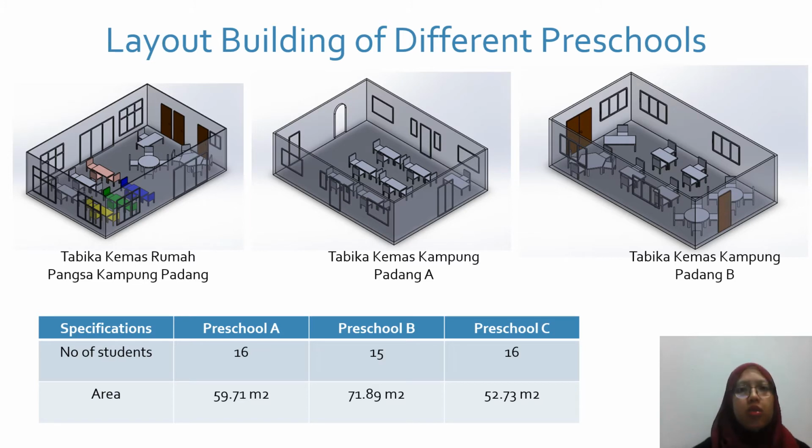The figure below shows the different preschool layouts of the building. The first layout represents Tabika Kemas Rumah Pangsa Kampung Padang, known as Preschool A. Next, the layout in the middle is Tabika Kemas Kampung Padang A, known as Preschool B. And lastly, Tabika Kemas Kampung Padang B, known as Preschool C.